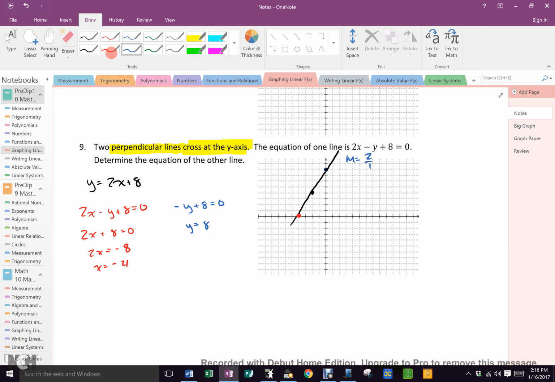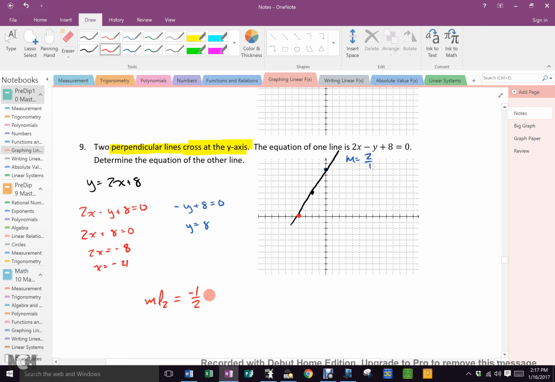Negative 1/2. So I know the slope of line 2 is negative 1/2 because it has to be perpendicular. So now I have a slope, right? If I have a slope and a point, or a slope and a y-intercept, do I have the equation of the line? Yeah, because I have both of those, right? I've got slope-intercept form and point-slope form now.